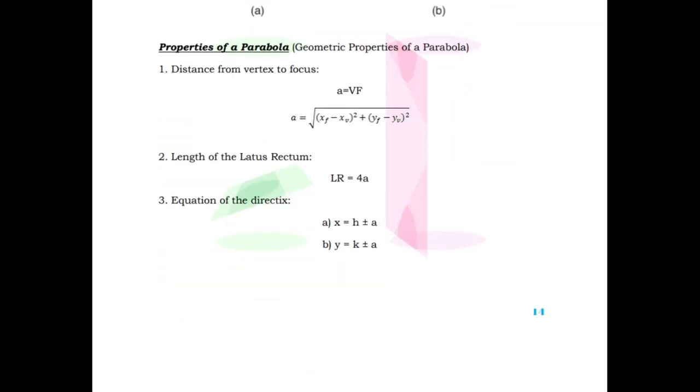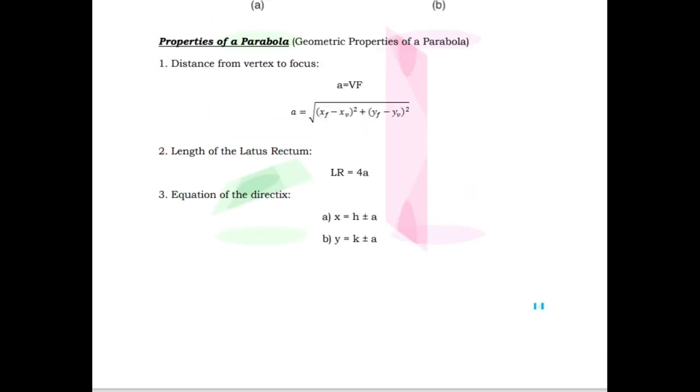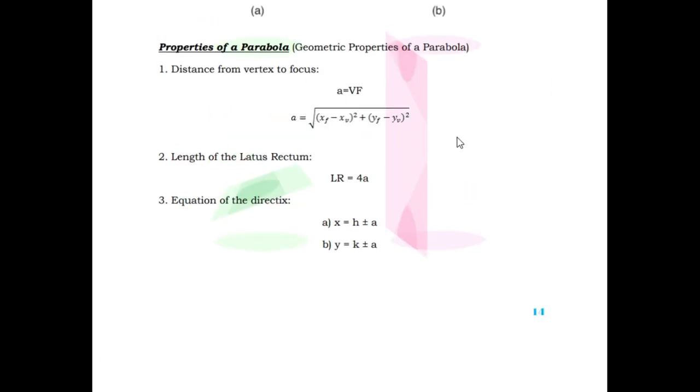Now let's move on with the properties of a parabola or the geometric properties of a parabola. The first one is the distance from vertex to focus. So the distance from vertex to focus is represented by letter a. So we'll just take the distance from the vertex to focus. We will use the distance formula. And next one, the length of the latus rectum. Latus rectum has a length of 4a. In short, we will multiply the distance a by 4 to get the length of the latus rectum.